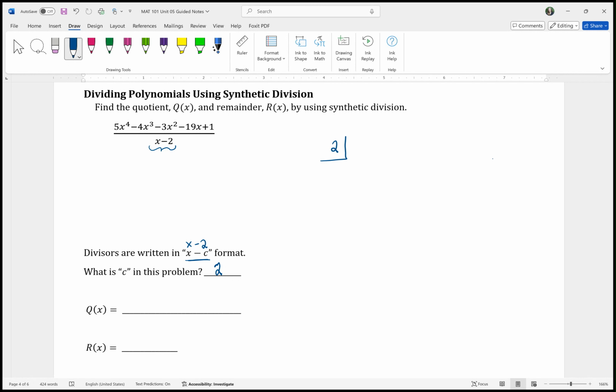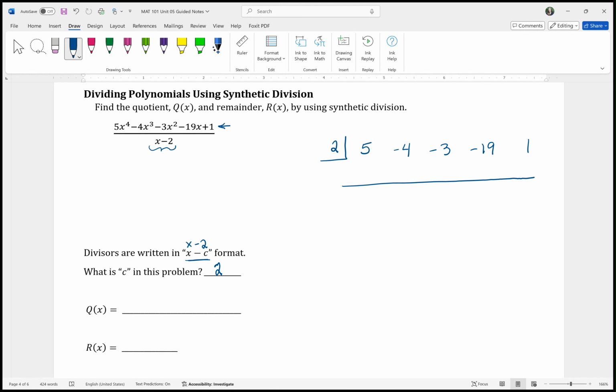Now out to the side, we are going to put all of the coefficients of the dividend. So the dividend is all this expression on top here in the numerator. So our coefficients, again, do not include the variable. So we are going to just list out all of these coefficients. So we've got 5, -4, -3, -19, and 1. Okay, so once you've got all of your coefficients listed out to the side, you then want to skip a line or skip a little space and then draw a line.